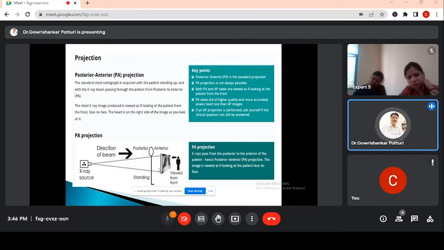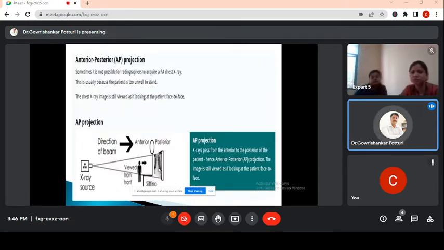Now, PA projection: X-rays pass from the posterior to the anterior of the patient, hence posterior anterior projection. The image is viewed as if you are looking at the patient face to face. Now, anterior-posterior projection or AP projection: sometimes it is not possible for radiographers to acquire a posterior-anterior chest X-ray. This is usually because the patient is too unwell to stand. The chest X-ray image is still viewed as if looking at the patient face to face.